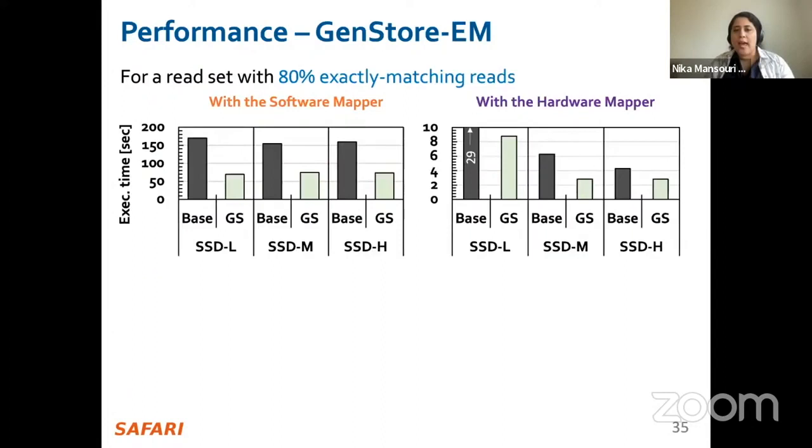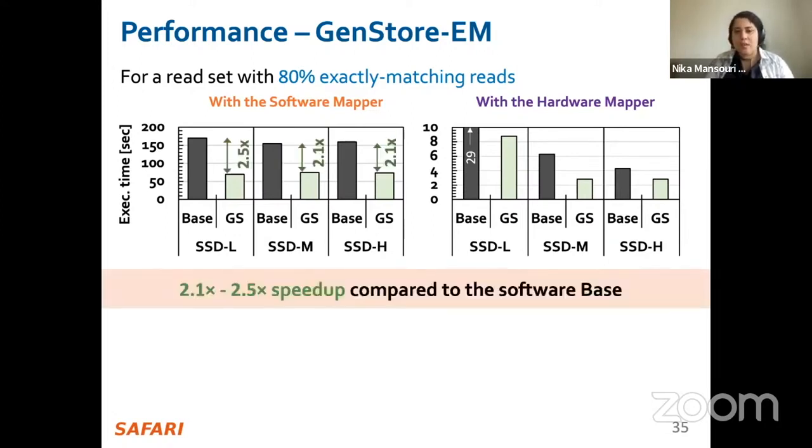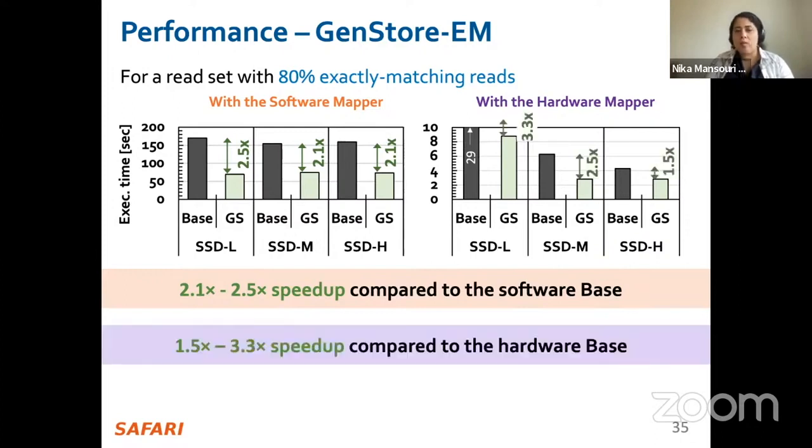Okay. So we analyzed the benefits of GenStore EM for a 22 gigabyte short read set with 80% of reads exactly matching some subsequences in the reference genome, and then they can be filtered. So we show the benefits of GenStore on software and hardware read mappers. GenStore provides 2.1 to 2.5 times speedup compared to the software baseline, and 1.5 to 3.3 times speedup compared to the hardware baseline.